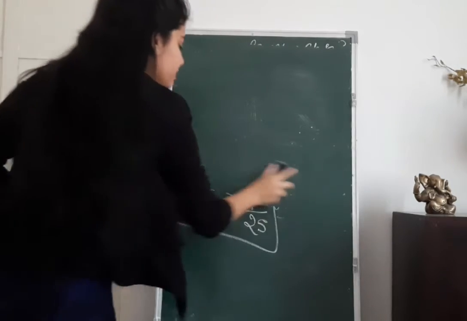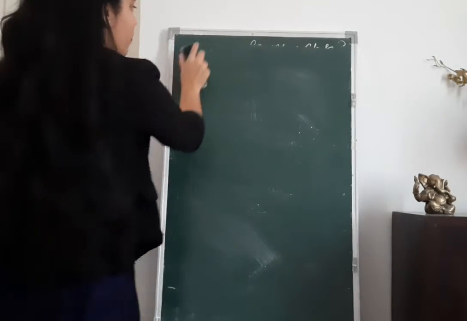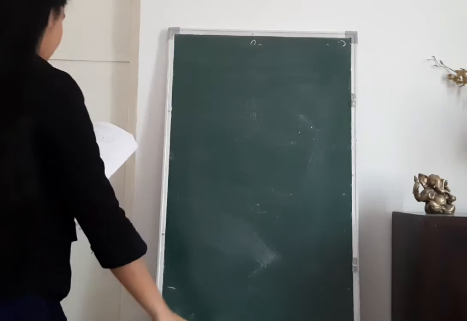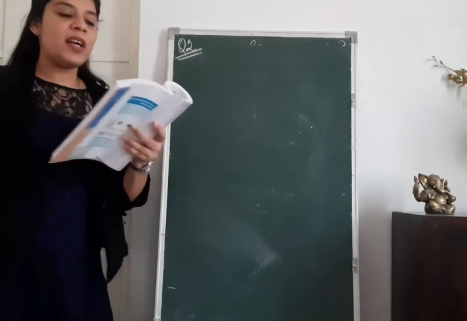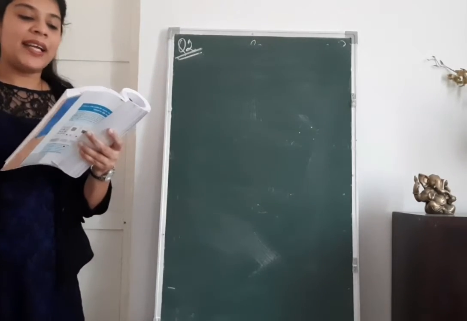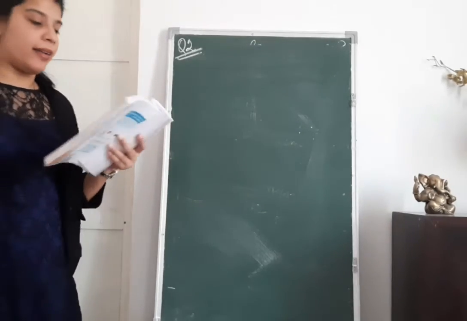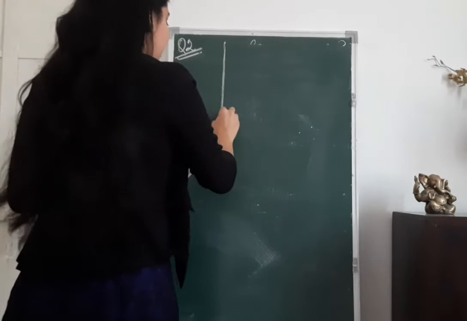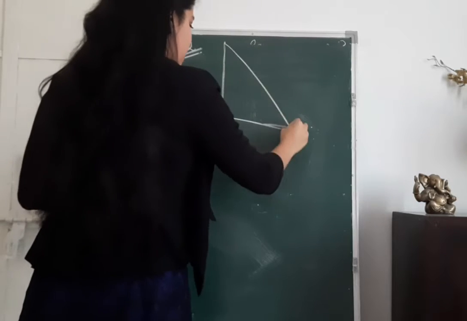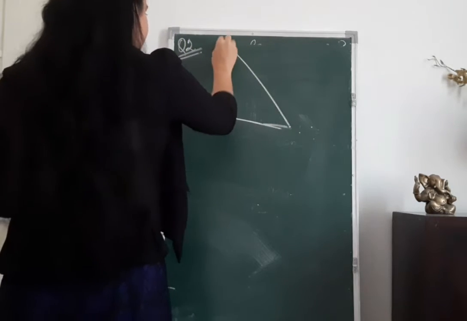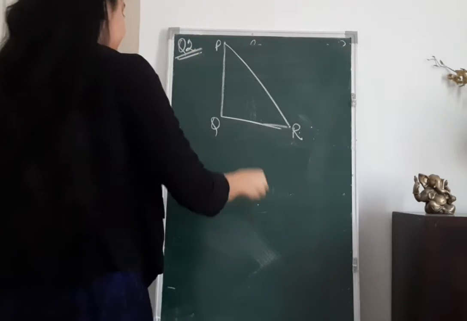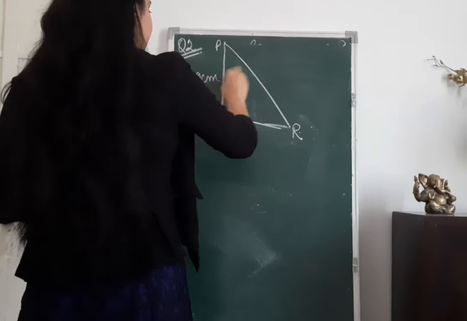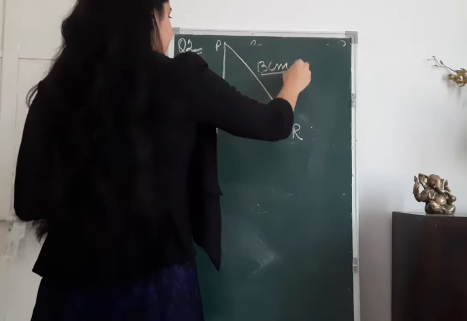Question number 2. They are saying in figure 8.13, find tan P and cot R. Okay, they have already given us the figure. This is P, this is Q, this is R. This is 12 centimeter, this is 30 centimeter.